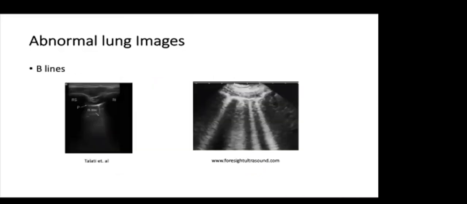Transitioning to abnormal lung images, we have B lines. B lines are long horizontal lines, also called comet tails. Up to 2 B lines in one intercostal space is normal. Above 2 B lines in the same or more than one intercostal space means abnormality, such as interstitial disease.